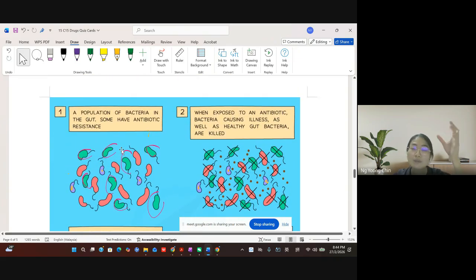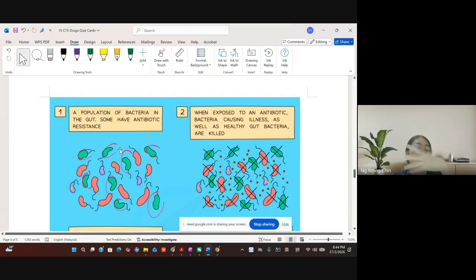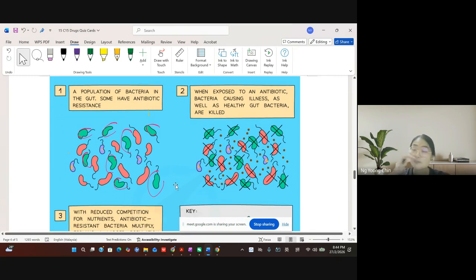So that's why you need to finish your antibiotic course. If your doctor prescribes you about 10 tablets of the antibiotic, you should finish all of the tablets. You cannot eat only half and leave the other half uneaten. It's very important that you finish all the antibiotic medicines.